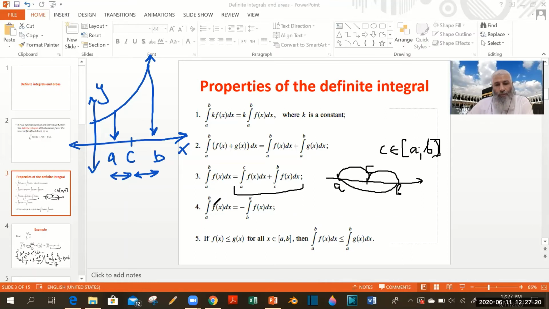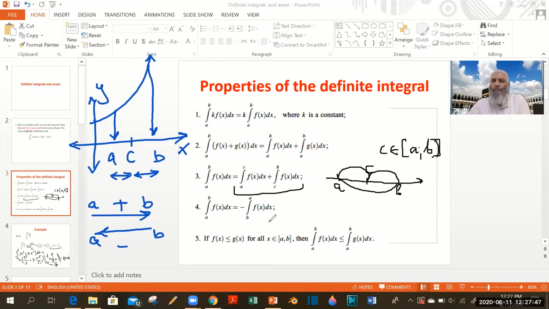Now, integration from A to B of f of x dx equals negative integration from B to A of f of x dx. So the direction is considered from A to B, not from B to A. From A to B, this is positive. From B to A, this is the opposite, negative.